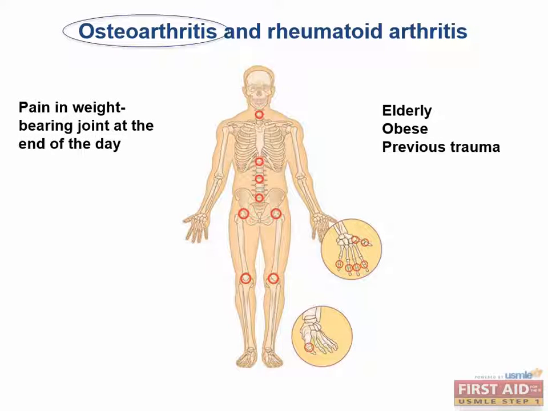You're going to hear about an older individual with pain in the weight-bearing joint after repeated use, particularly at the end of the day, and it's going to improve with rest. When it's in the knee, it's usually on the medial aspect of the knee. What else is classic for osteoarthritis?